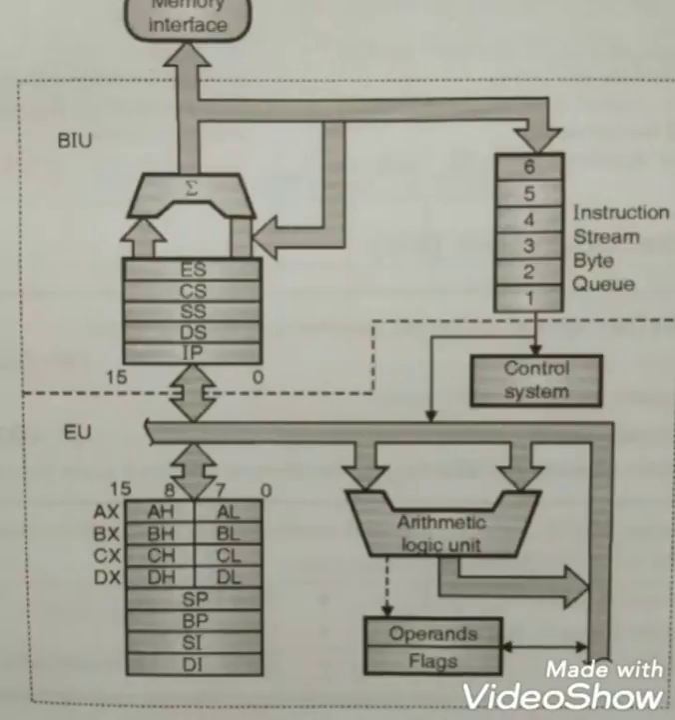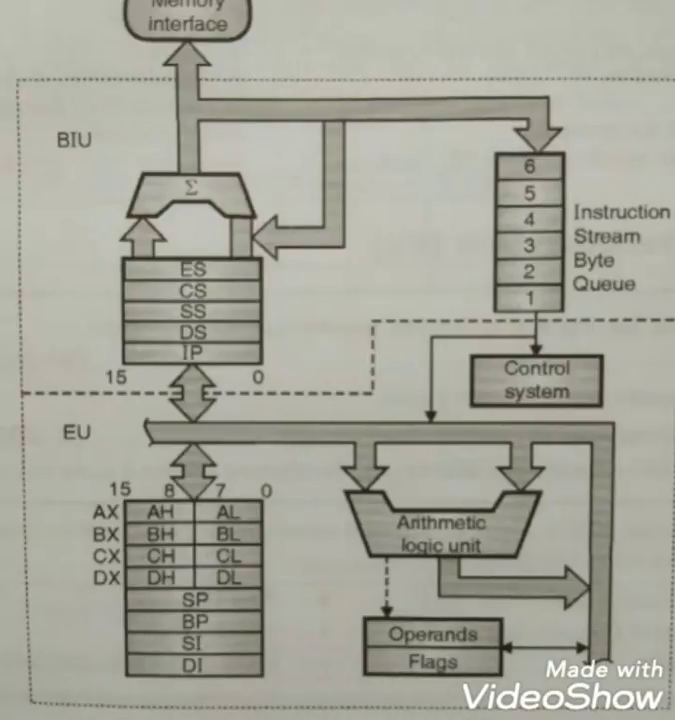The bus interface unit has instruction stream byte queue, set of segment registers, instruction pointer. It contains circuit for generating physical address. First, we'll discuss the instruction stream byte queue.